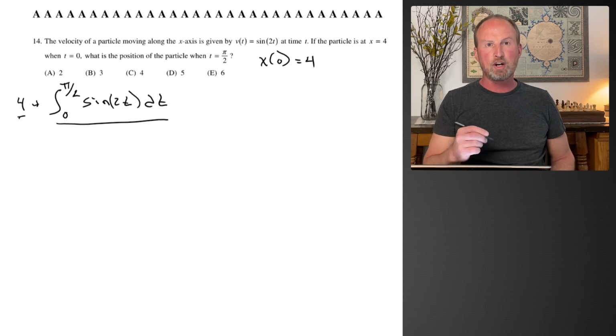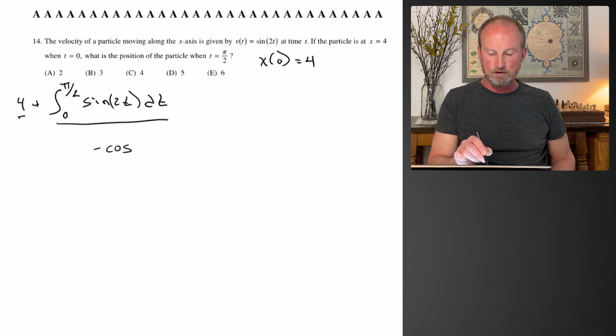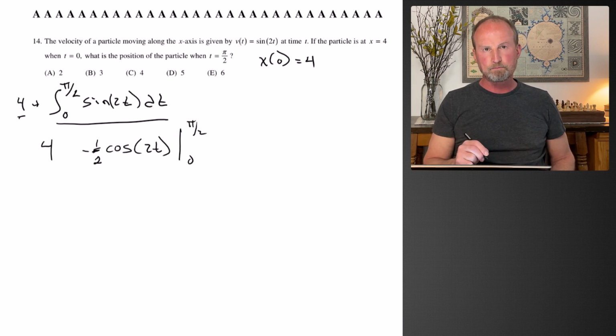So again, I'm using a chain rule, use substitution just in my head. Derivative of what function is sine? Derivative of cosine is negative sine, so I want a negative cosine. If I were to take the derivative of this function the way it's written, I would have a 2 out in front, and I don't, so I'm going to throw a 1/2 in front of that thing with my negative sign out there. And I'm going to have this 4 still out there, but I'm integrating that from 0 to pi over 2.